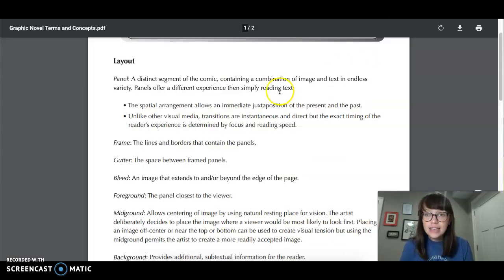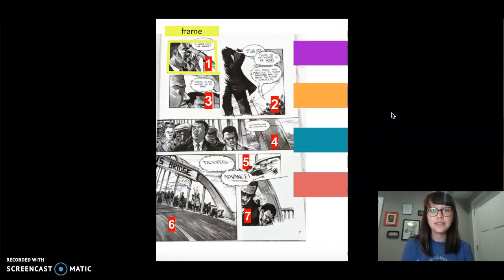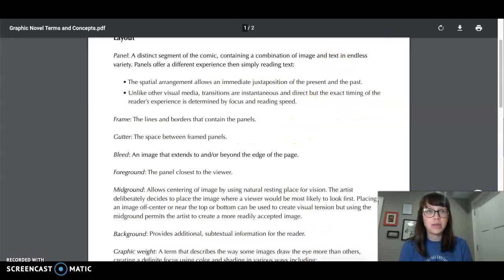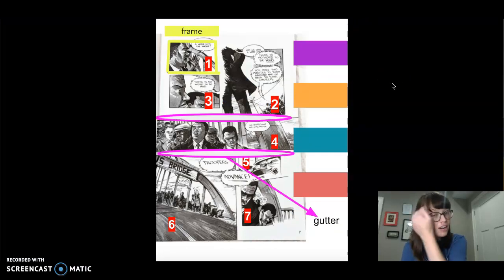All right. Next one is frame. Frame is very literally the lines around the panel. Okay, that's it. So there's one example of a frame on this page. The gutter is the space between frames. Okay, the gutter is right here. There are a few other gutters, but here are 2 examples. It's the white space between framed panels.